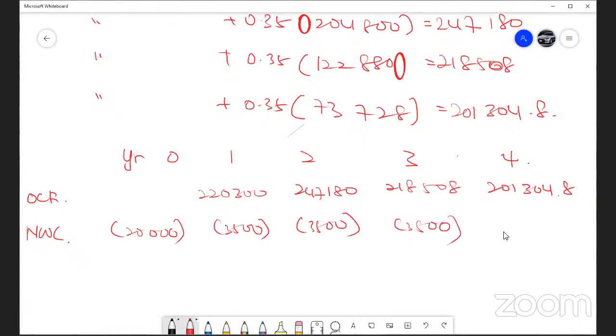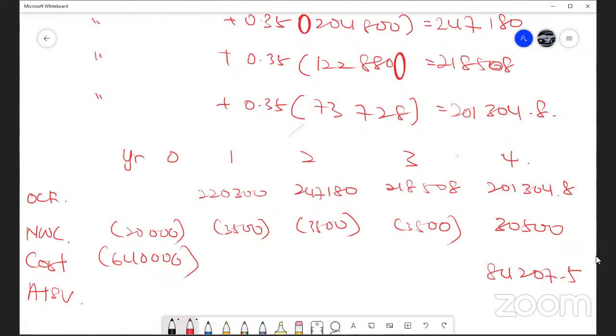And on the final year of the project, you add all this together. You receive one lump sum in positive, so 27,000, so it's 30,500. Of course here is your cost of investment just now, $640,000. Your ATSV that you receive at the end will be 84,207.2.